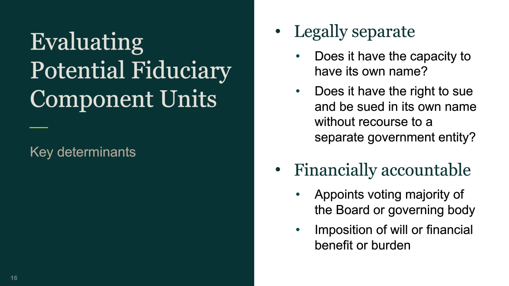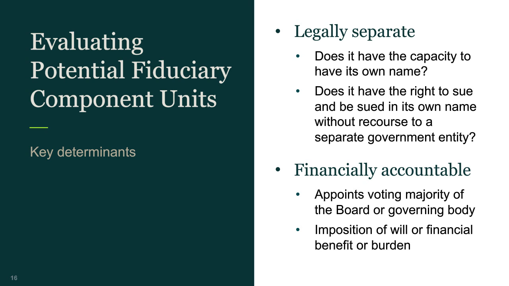If the plan and the trust were to be sued, could the assets of the sponsoring government also be at risk in that case? And if not, that could be one indicator that the plan and trust is legally separate from the primary or sponsoring government in this case.